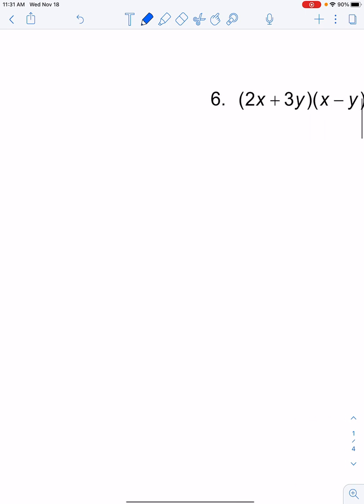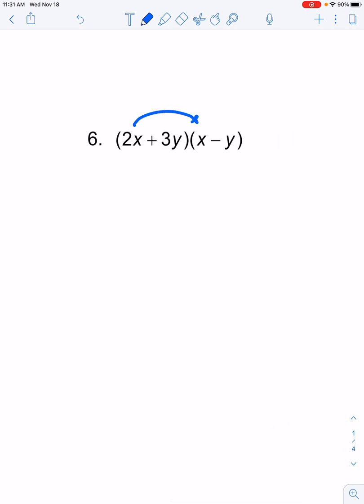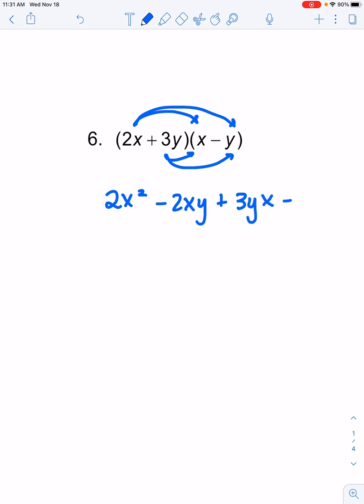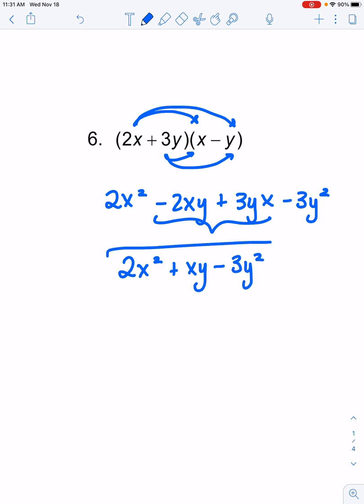Okay. So number 6, again, same thing. If you feel like you've got this, feel free to pause and see if you get the same thing that I get. 2x squared minus 2xy plus 3yx minus 3y squared. Remember that these are still the same thing, even though the y and the x look like they're in a different order. Just because I wrote them that way doesn't mean that you can't just switch them around, right? Everything's being multiplied. So 2x squared plus xy minus 3y squared. Because a negative 2 and a positive 3 is positive 1.